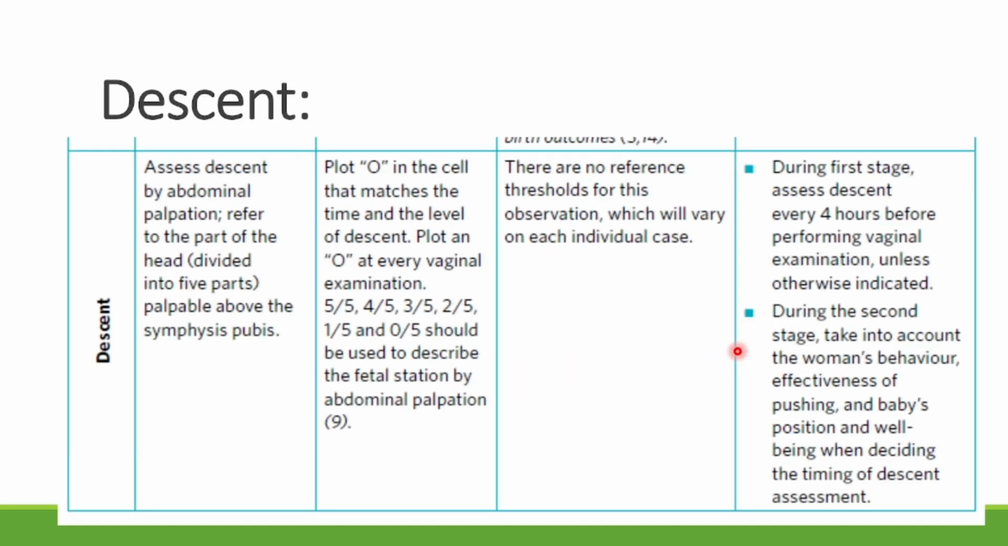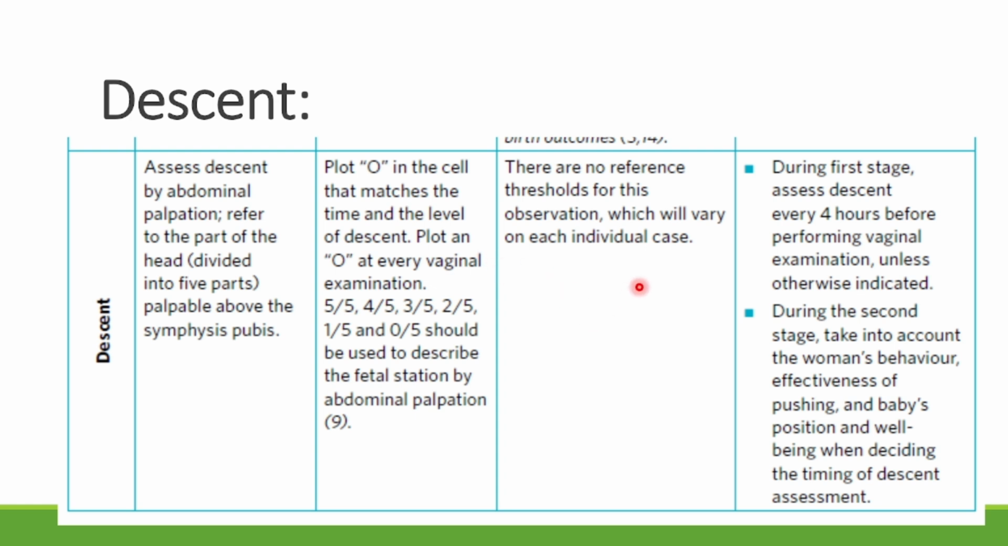What about the descent? Assess the descent by abdominal palpation. We feel how many fifths of the fetal head is felt above the symphysis pubis. If we feel 5 fingers, this is 5/5 palpable or floating, or 4/5, 3/5. We plot a circle in the cell corresponding to the number of fifths palpable abdominally. Okay, and we manage accordingly.